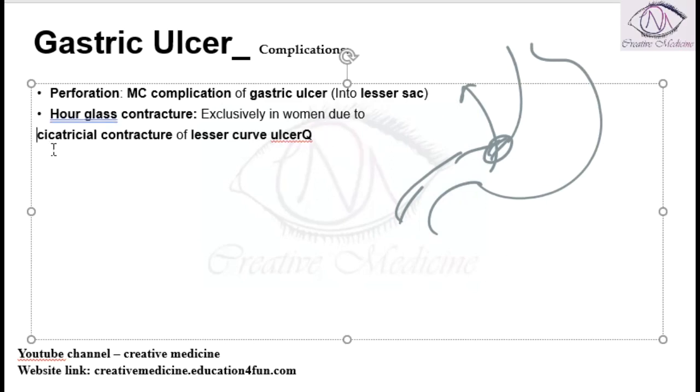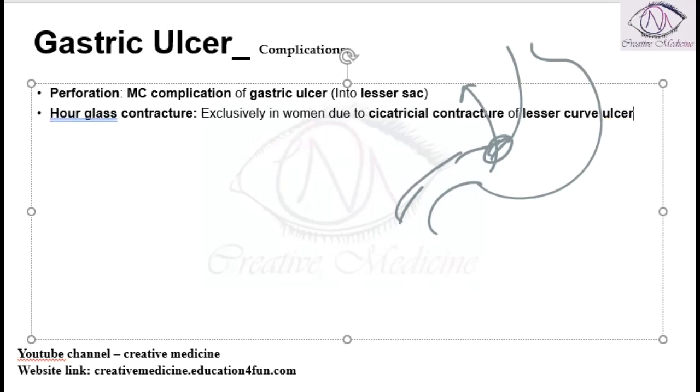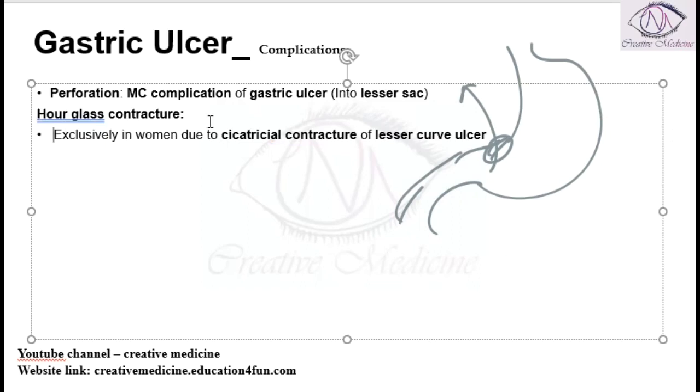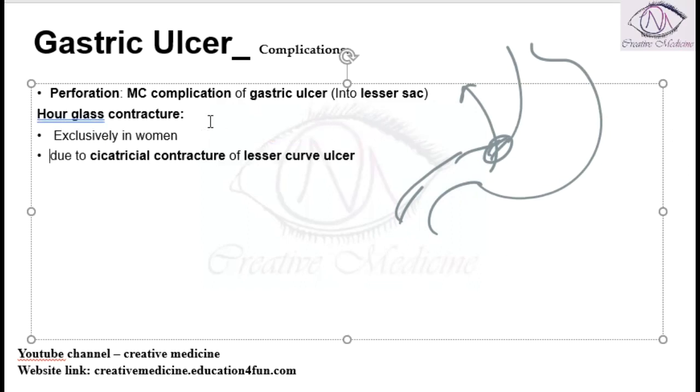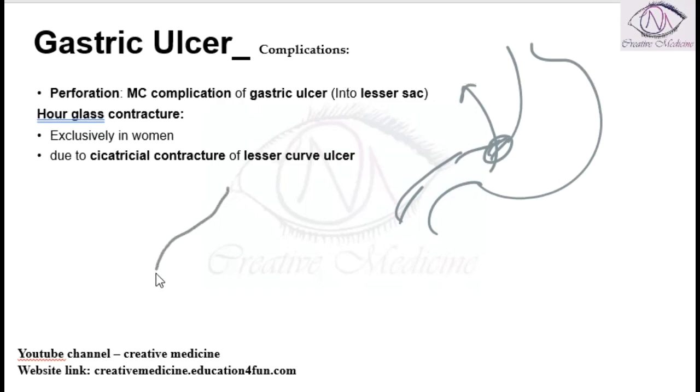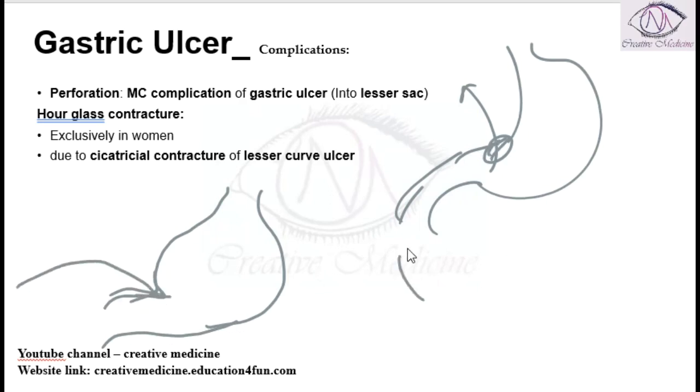Now, because of the gastric ulcer, there is something called hourglass contracture, which is mainly seen in women exclusively, and this occurs due to the cicatricial contracture of the lesser curvature. When this curvature becomes contracted like this, it will give an appearance of an hourglass. Here it is contracted, so this will be something like this. So hourglass is like this, right? Constriction. So this is looking like an hourglass. Okay, so hourglass contracture is seen due to the contracture in the lesser curvature.